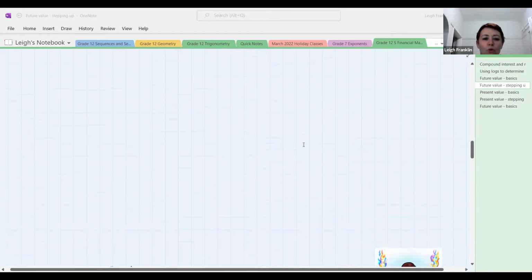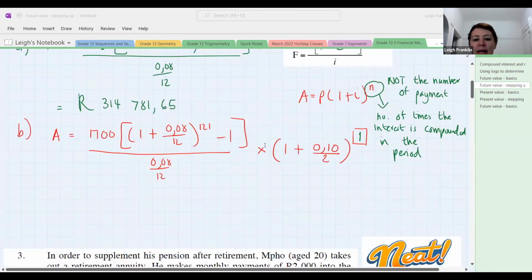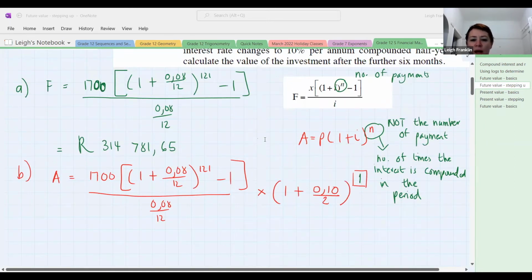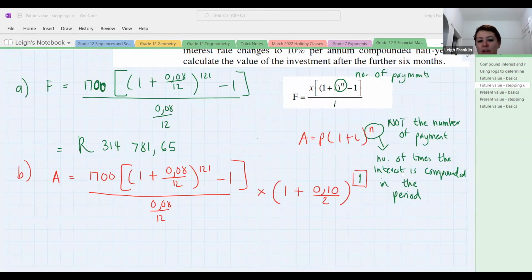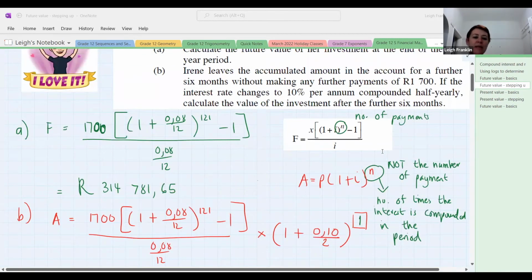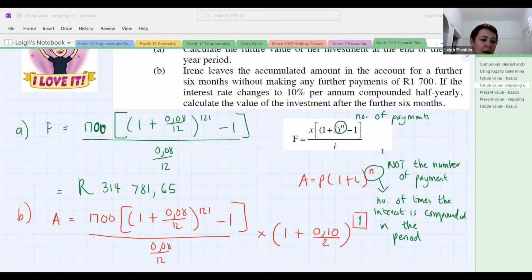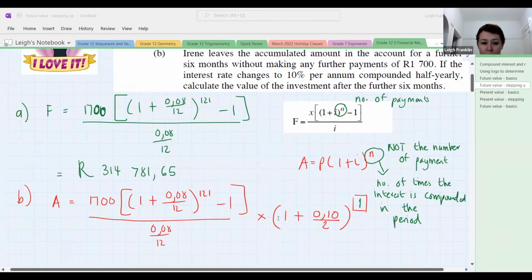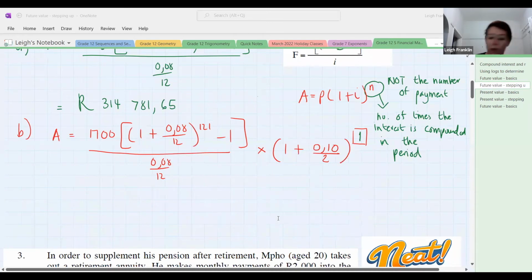So now that we've come back here, does it make sense to you? Because this N is not the number of payments, it's the number of times that the interest is compounded in the period. In other words, if Irene leaves the money in the account for 1.5 years, and the interest is compounded half yearly, it's going to be compounded once in that time. That's why the exponent on the second bracket has to be 1. And of course, you would go ahead and pop all of that into your calculator.